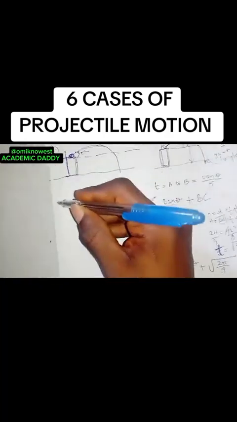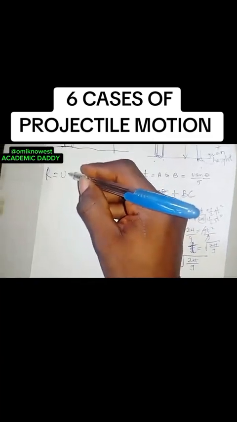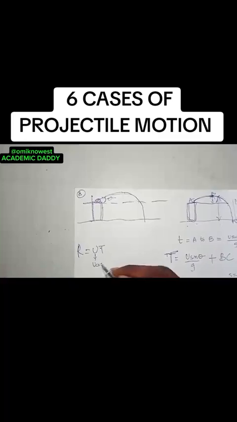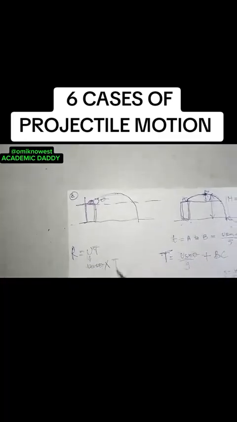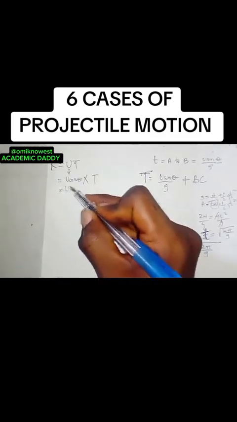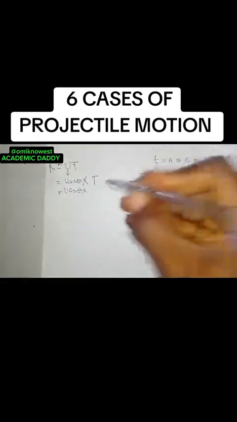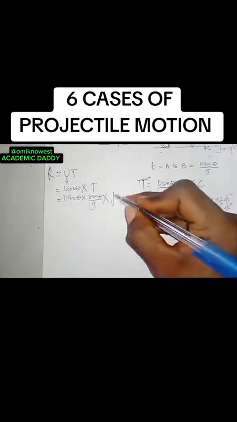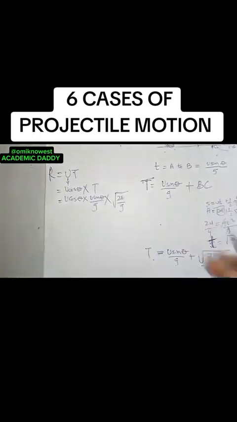What about your range? Your range will simply be equals to u times t. And since there's an angle here, u is not just u, it is a component, so u cos theta times t, your total time of flight, which is everything here. So it's going to be u cos theta times u sine theta over g plus root 2h over g. That is going to be your range. All right, let's move to case 4.